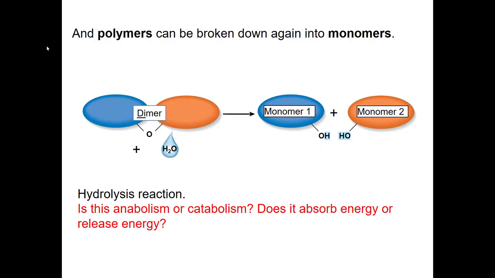And we can have the flip side, so all of our polymers that we can build up in any of these categories of organic molecule can be broken back down again into monomers. So our dimer can break back down into those two original monomers in what's called a hydrolysis reaction. So what about this? Is this going to be anabolism or catabolism? Catabolism, right? It's the opposite process, it's breaking down. And does that mean it's going to absorb energy or release energy? Yep, it'll release energy because that catabolism, that breaking down, is always releasing energy. Think about the sound that a breaking bone makes as maybe a release of energy.